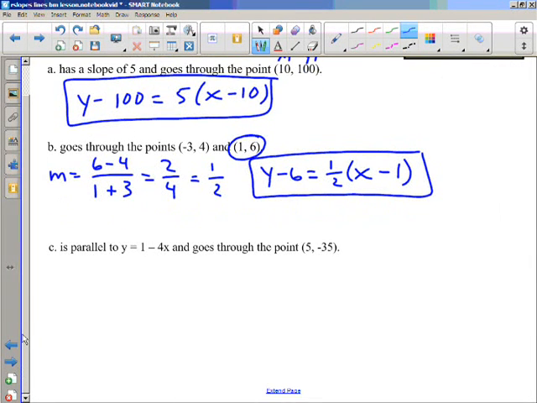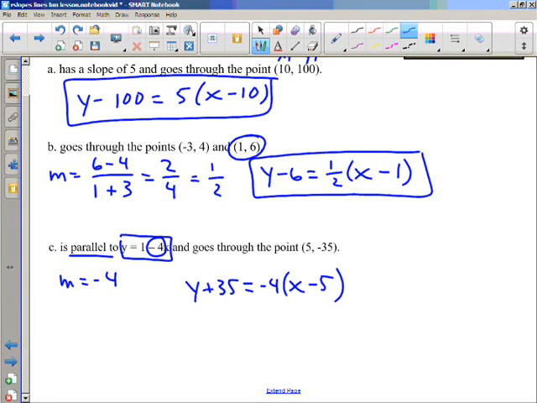Here they're giving us information, again indirectly. We have to be able to find a slope from the equation given and then know how to use the information about being parallel. So the coefficient of x is a -4. Parallel lines have identical slopes, so my slope is -4. They've given me a point, and I simply write y minus y1, in this case a -35 is y plus 35, equals my slope, -4 parentheses x minus 5.